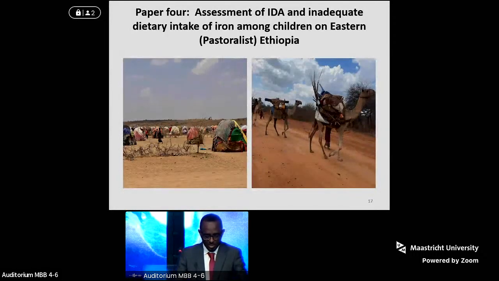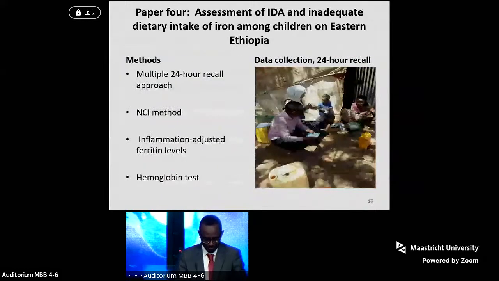Then we move to paper four, which assesses iron deficiency anemia and inadequate dietary intake of iron among children in the eastern pastoralist part of Ethiopia. We chose this place because it is one of the hotspot areas we identified in the geospatial analysis. This picture shows you a typical district of the eastern part of Ethiopia, the Somali region, Gabi Raya district. So you can see the livelihood, the camels, and the housing of the pastoralist community looks like this.